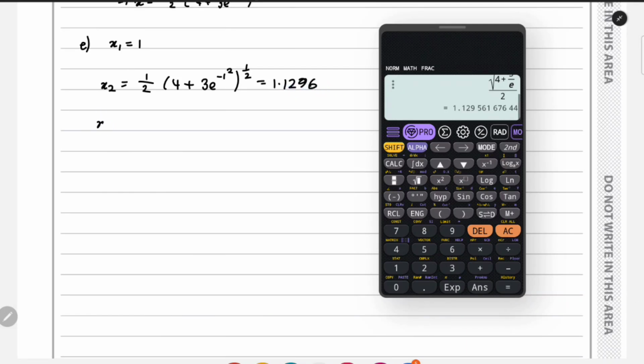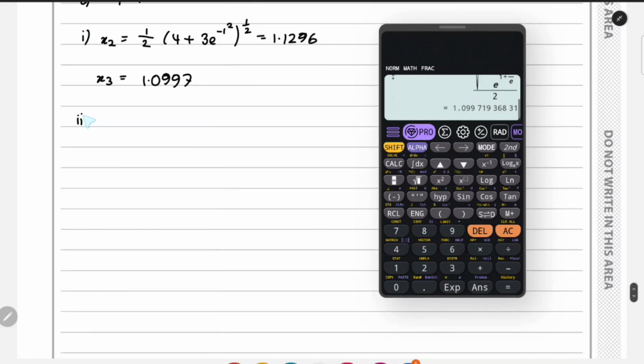Now for the value of x3, I'll just press calc button again and then press the answer button. This will basically use this value over here as the value of x for the next question. Press equals to, now I'll get a value of 1.0997. This is the value of x3. This is part 1. Now for part 2, I have to find alpha. I'll find alpha when two consecutive values are the same up to 4 decimal places. So I'll have to continue with this. x4 will be calc answer.